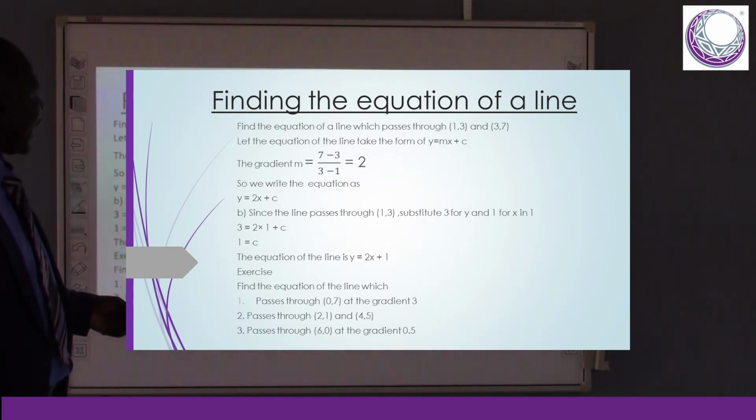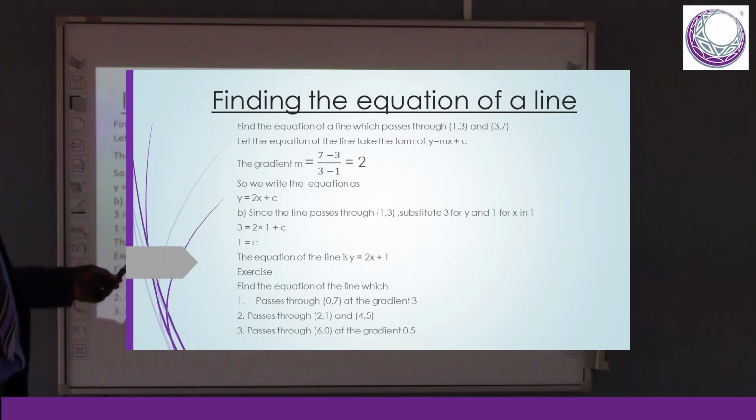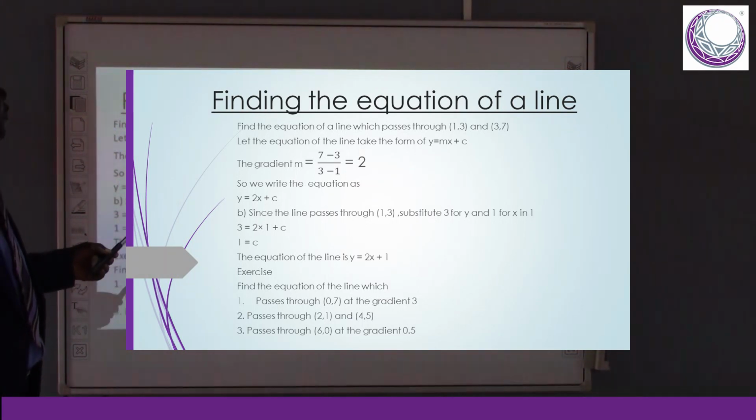Right, it stands for the gradient. So what I'm going to do is find the gradient of this particular line. And then number 2, I need to know the y-intercept. Where does this line cut the y-axis? Now, I want to find the gradient of this particular line first.